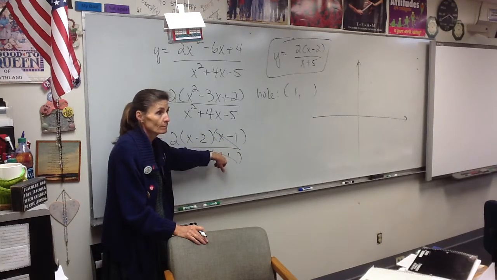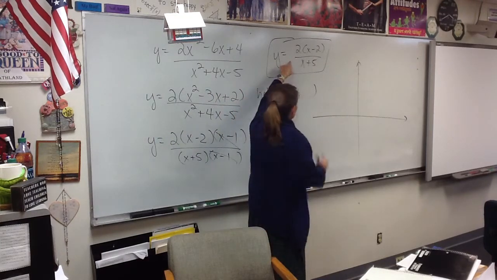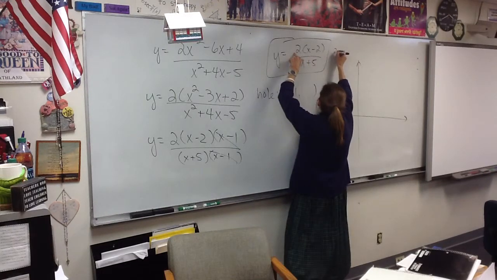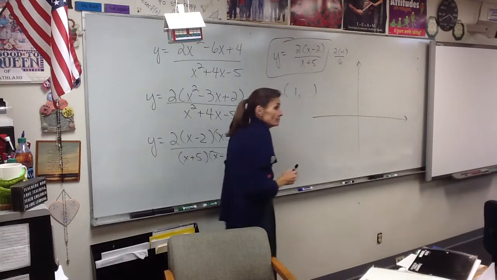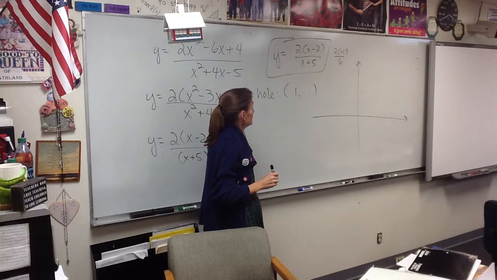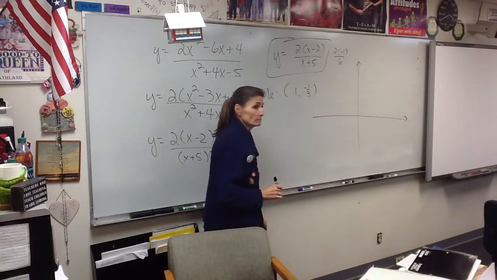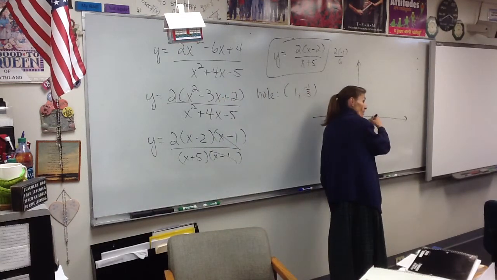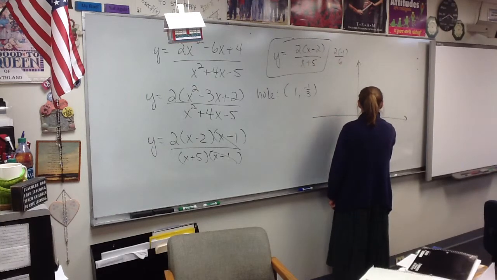Can you put 1 in for the x's? So then we put 1 in for the x's, because that's how we get y. So when we put 1 in, we have 2 times negative 1 over 6, which is negative 1/3. So I plot a point, the graph's getting graded, so I plot a point at 1 comma negative 1/3.